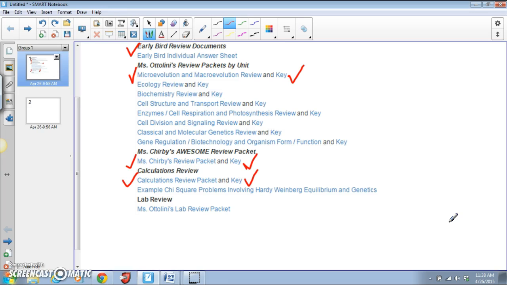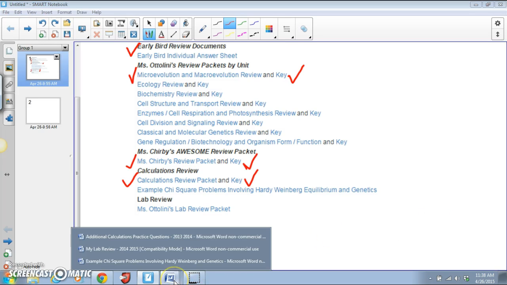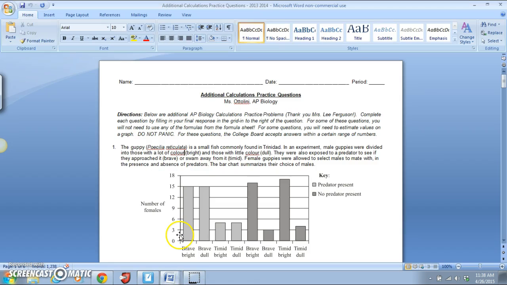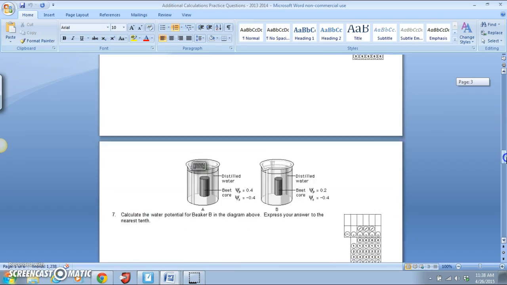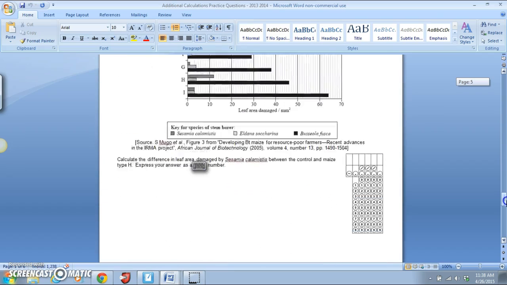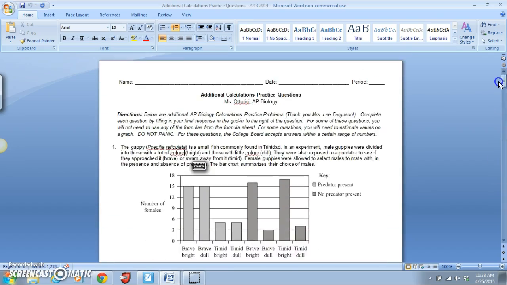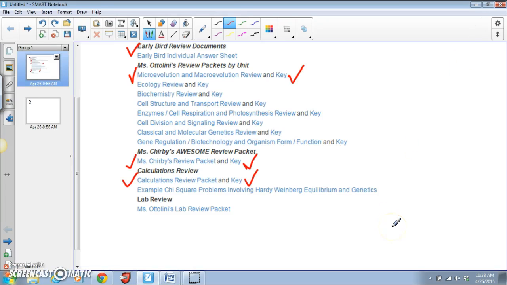One resource that's not posted on the page, but is located in the crate at the back of the room, is the additional calculations practice questions. The reason I couldn't post this online is because the questions are from another teacher. But you can check this out at the back of the classroom, and your packet has a key stapled to the back. So you'll be able to check your answers if you want to use this as practice.